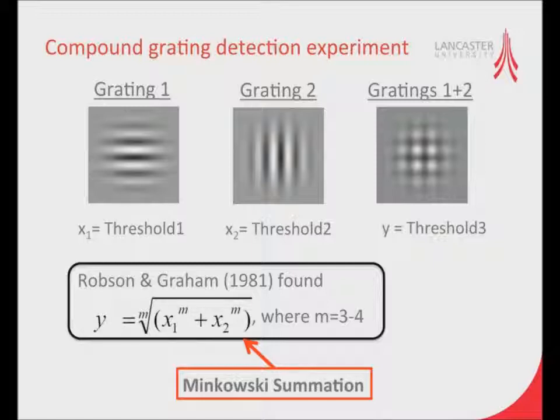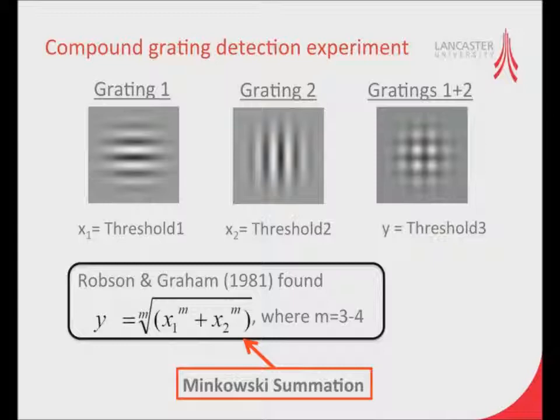And what you can then do is to combine the 2 gratings, add the first grating and the second grating together. You end up with a plaid, and you record the observer's threshold for that stimulus, and you have a third threshold. Okay, and with this type of experiment, you can measure feature integration because you can see how these 2, when they sum together, affect the threshold of the third stimulus, which is basically a combination of these 2. And what Robson and Graham found in the early 1980s is that you can predict the threshold of this grating by using a Minkowski summation, which is what I've been talking to you about, when the m value is somewhere between 3 and 4.